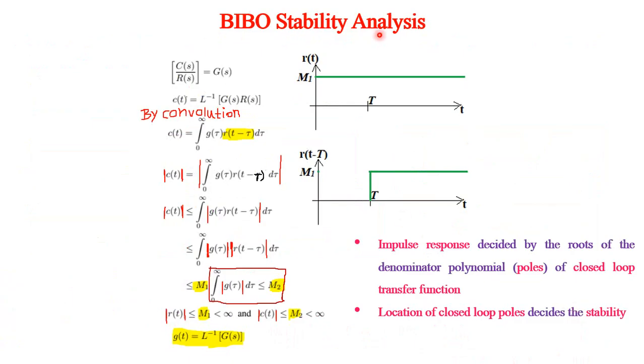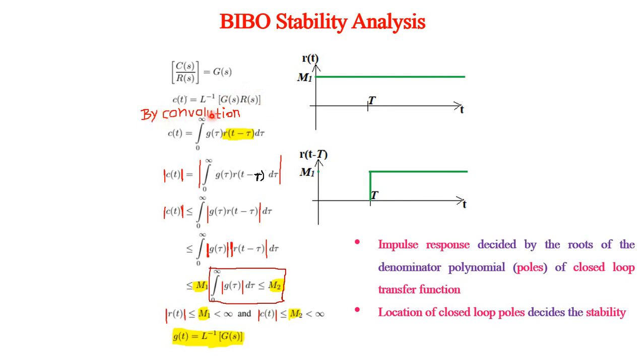So let us analyze the BIBO stability. See, the transfer function, that is the ratio of the Laplace transform of output to the Laplace transform of input, is called the transfer function. Let us say G of s represents the closed loop transfer function. Therefore, C of s is R of s into G of s, or c of t is the inverse Laplace transformation of G of s, R of s.